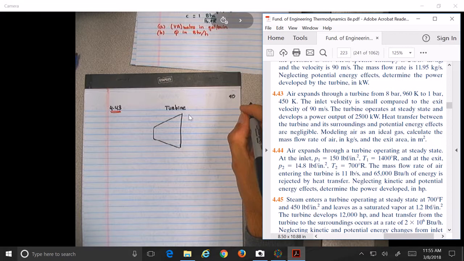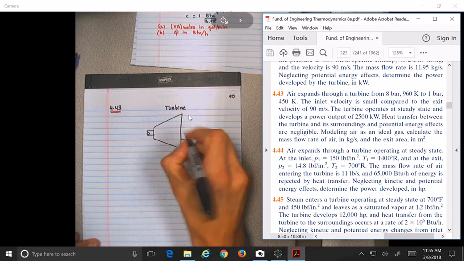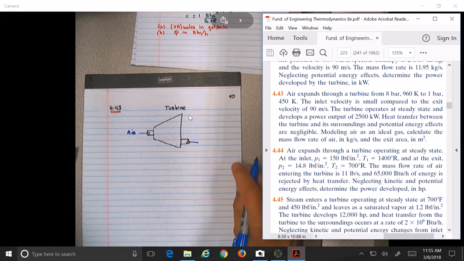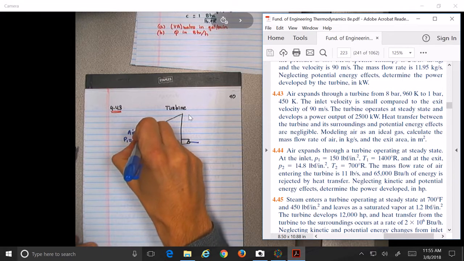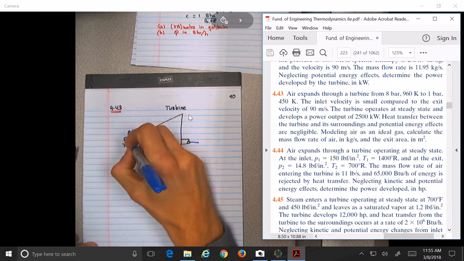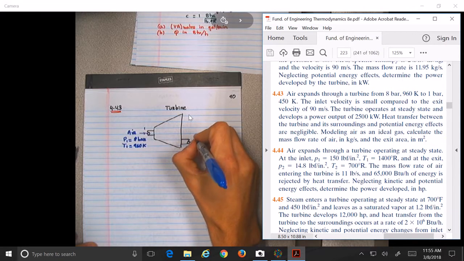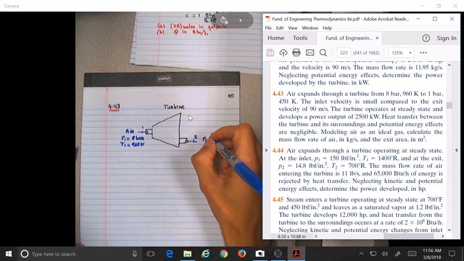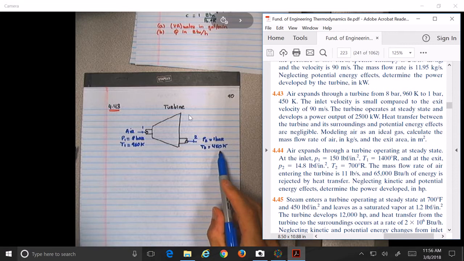So air expands through a turbine. There is air going through a turbine from state 1, P1 equals 8 bar, T1 equals 960 Kelvin, to state 2, 1 bar, and 450 Kelvin. So basically, what is state 1?